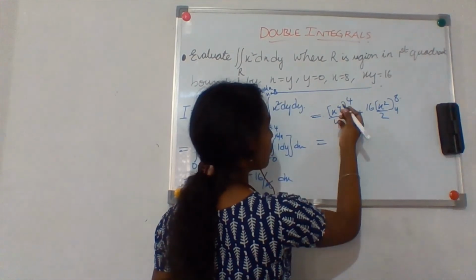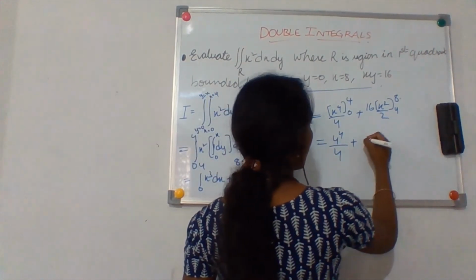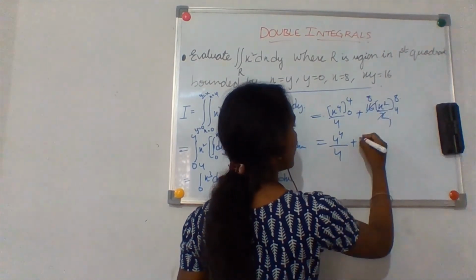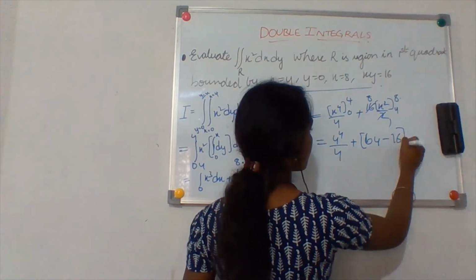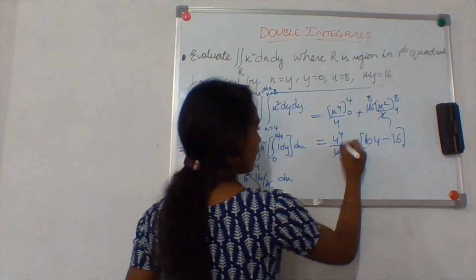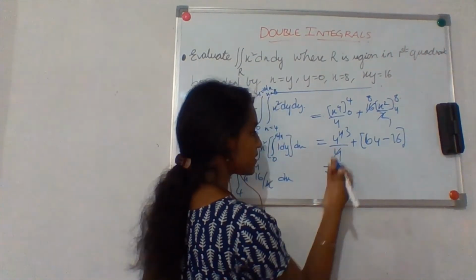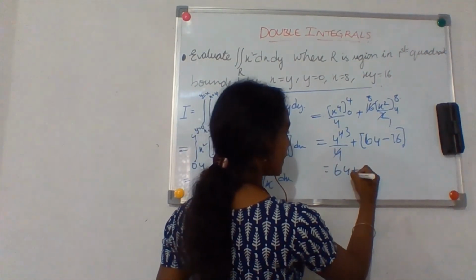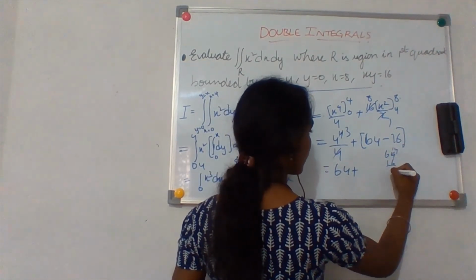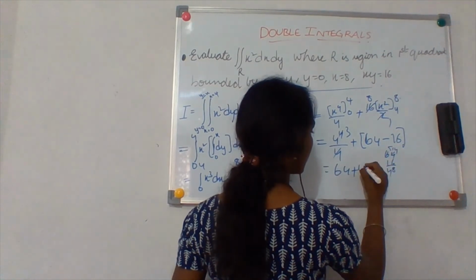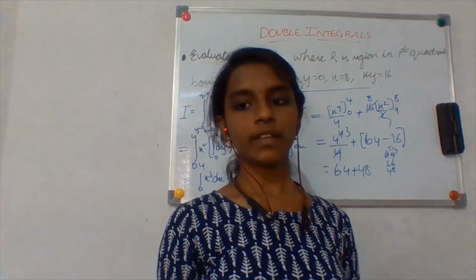So now 4 power 4 by 4, plus this will cancel with 8, and 64 minus 16. So 4 cube is 4 4 16, 64, plus 64 minus 16 is 48. Okay. So that would be your final answer.